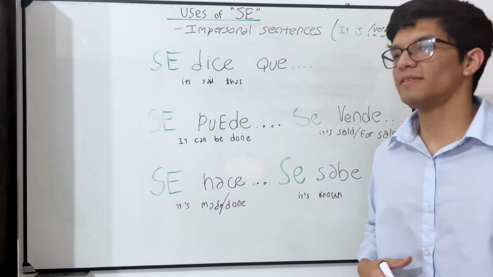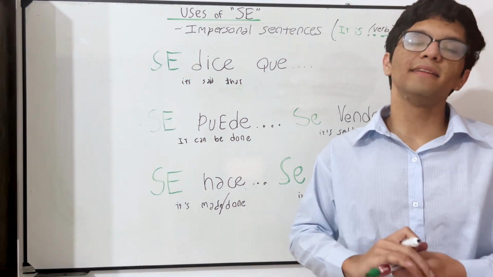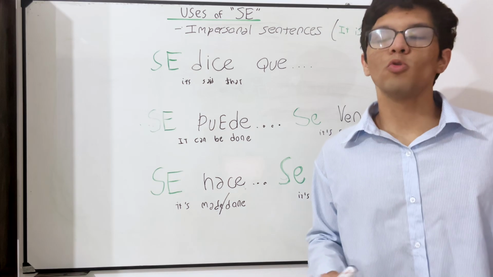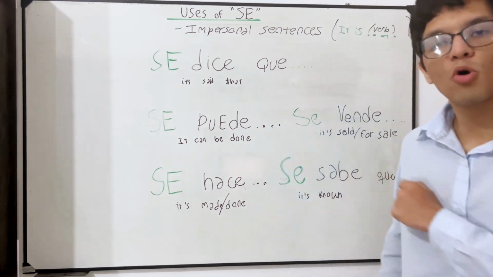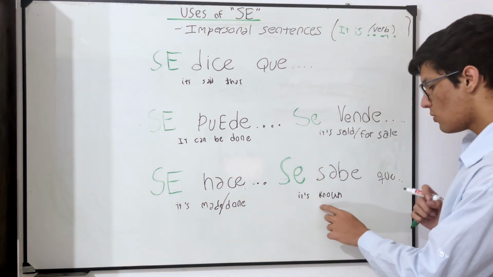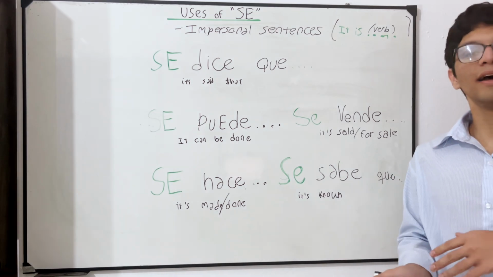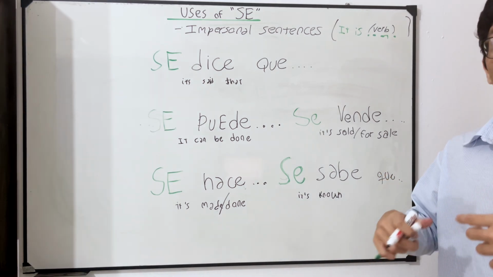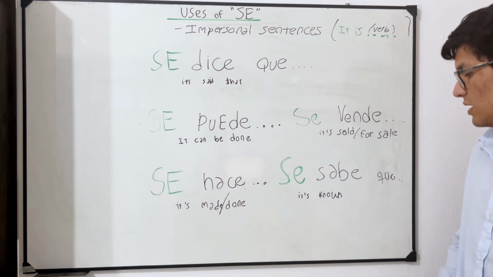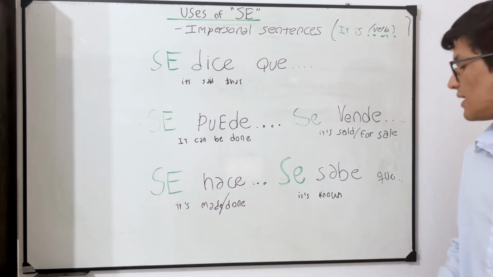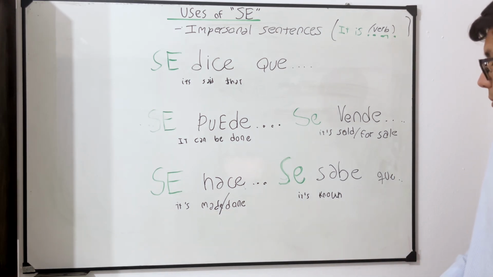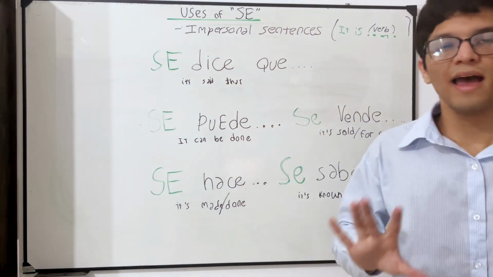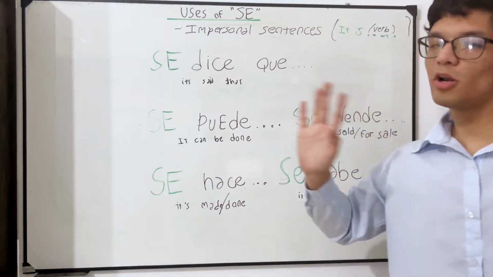So for example, we can say se sabe que Argentina es un país con muchísimos futbolistas muy buenos. That means it is known that Argentina is a country with many good football players. Okay, it is known that Argentina is a country with many good football players. So this is the third case. I think this one is pretty simple, more or less simple.